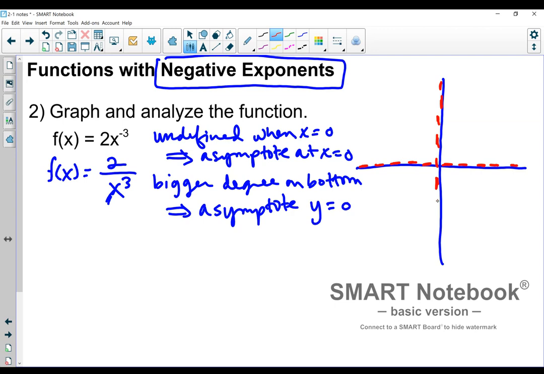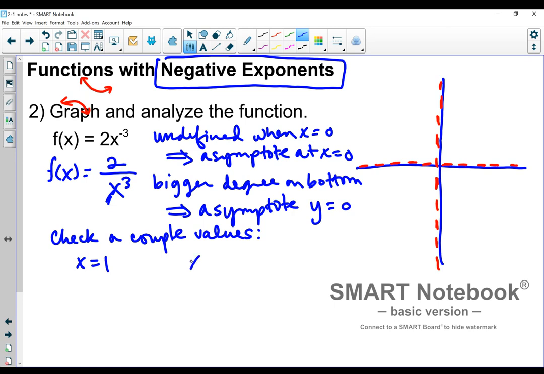So because this is really a reciprocal, I am expecting those kind of shapes of graphs like this. But I just need to make sure I know what quadrants they're in. So I'm going to just check a couple values. I am going to use x equals 1, and I'm going to use x equals -1, and I'm going to solve for y.